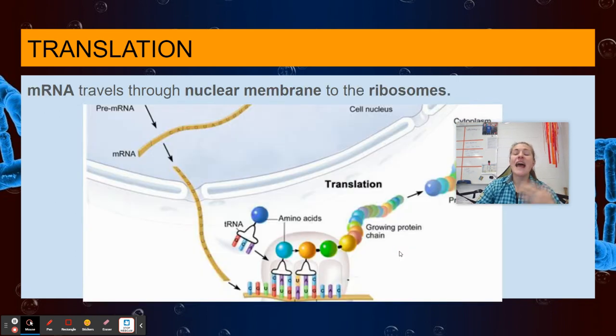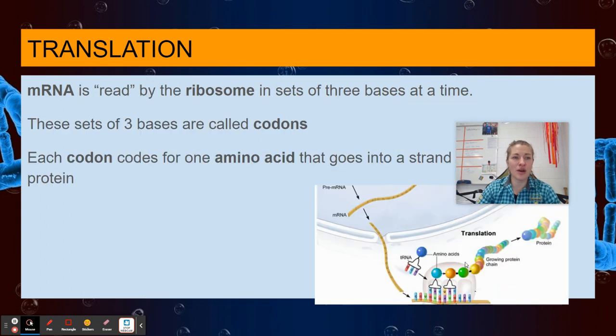Okay. In the process of translation, that new molecule that we just made, the little letters that flew in, are going to move out of the nucleus to the ribosome. So we see that little mRNA, the little fettuccine noodle, going out and going to the ribosome. This is the process of translation.